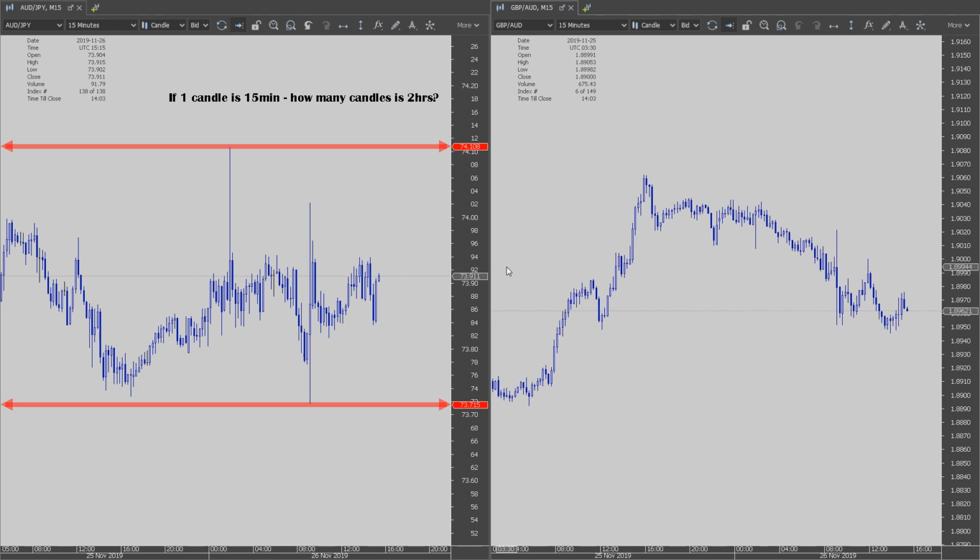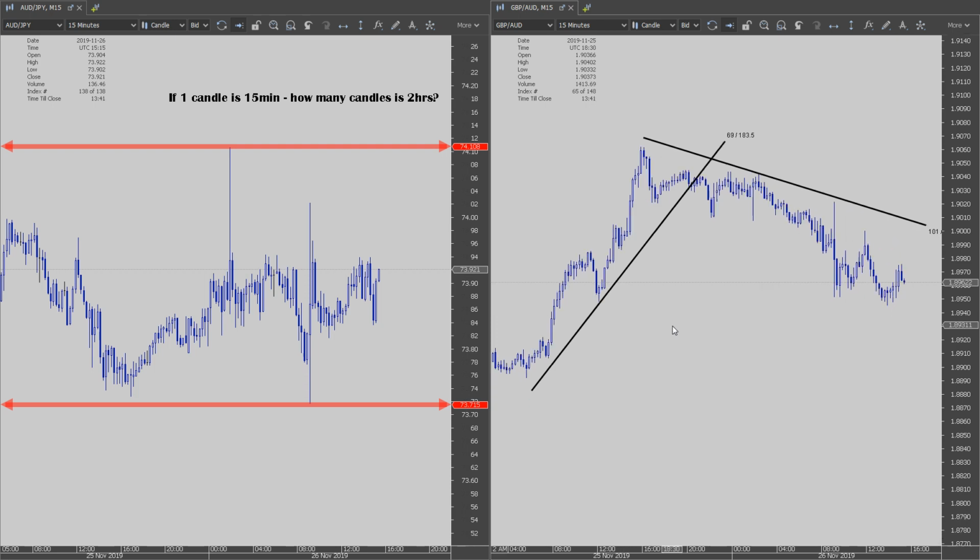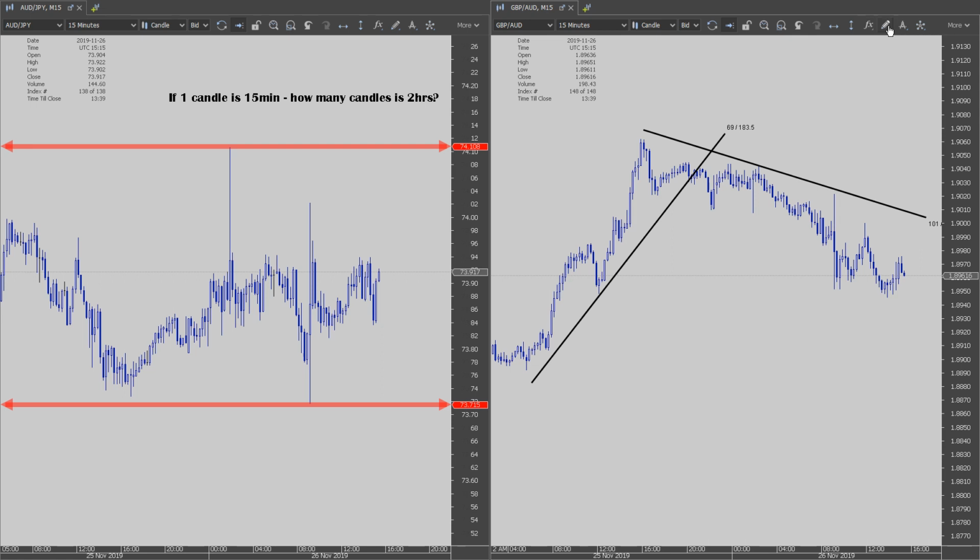If this is the example, GBP AUD, it's not suitable for news trading, for the straddle. Why not? Because it's news time, right? And it's still trending. Okay, because it was in an uptrend on the 15-minute chart, broke the uptrend line, and it's falling down. It's making lower lows, lower highs. Can you see the difference, everybody?